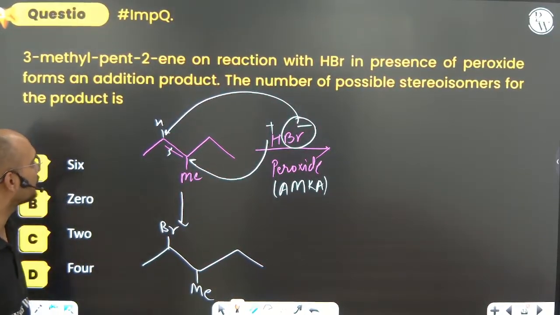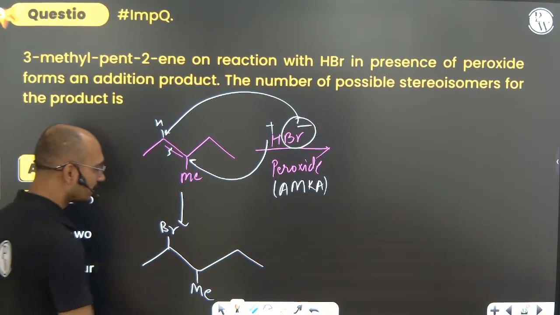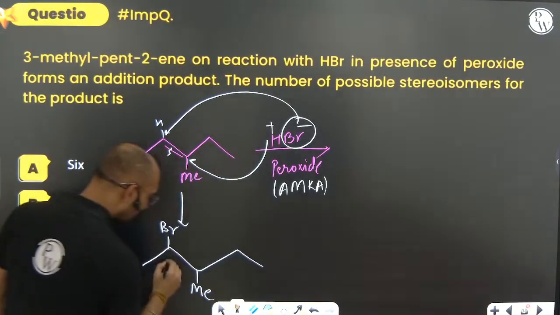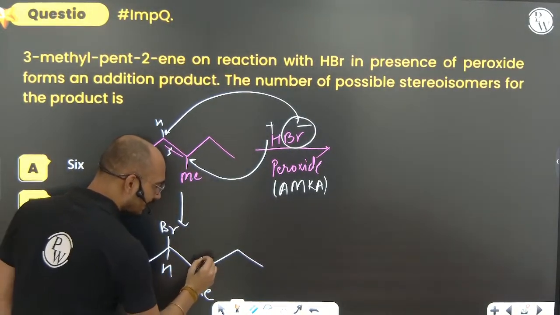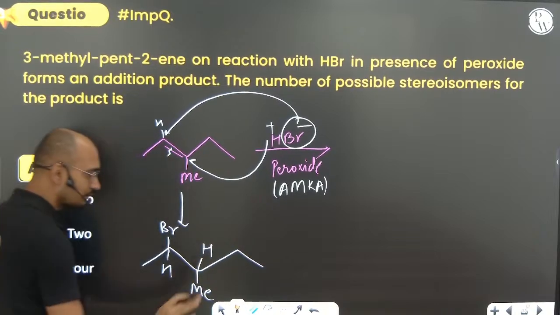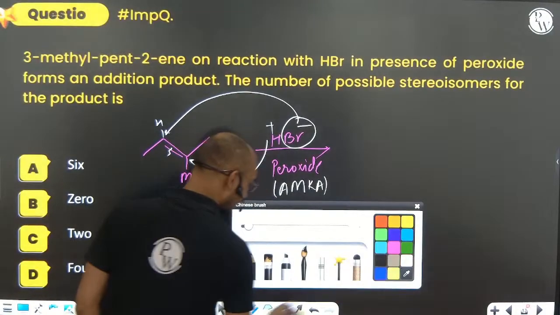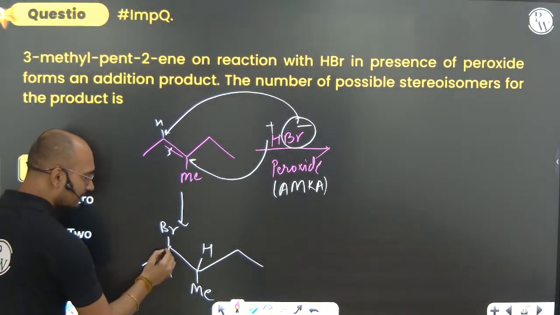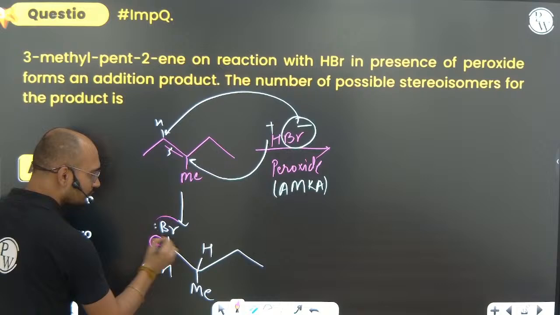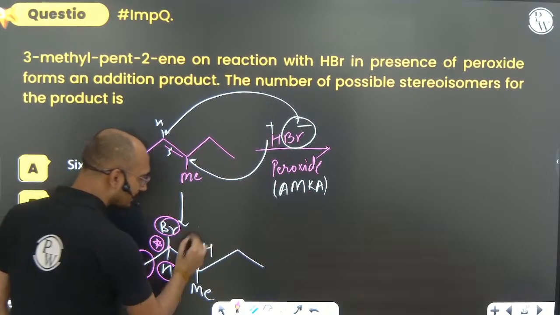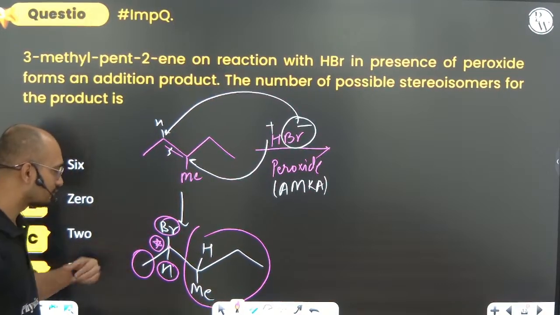Can you think about this product? Now the number of possible isomers. Now just think about it. कि is it optically active or can it show geometrical isomerism? No. Can it show optical isomerism? We'll have to check. What we have to check? We have to check whether there is any chiral carbon. Yes, there is a chiral carbon because all the different groups are there. So there is one chiral carbon.